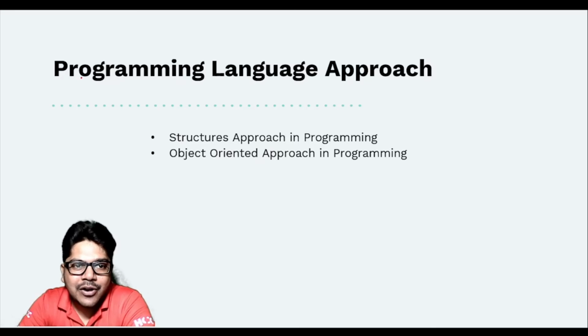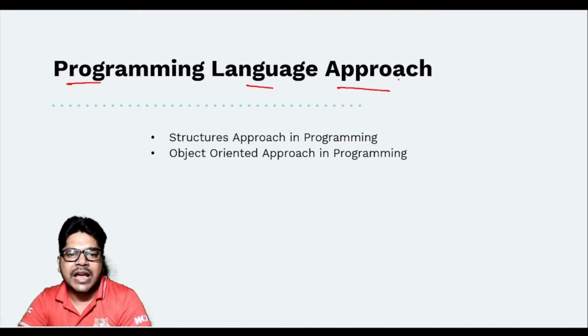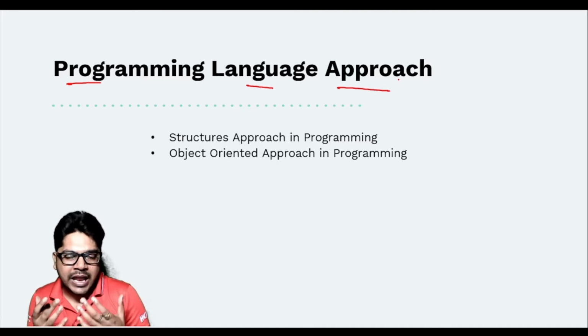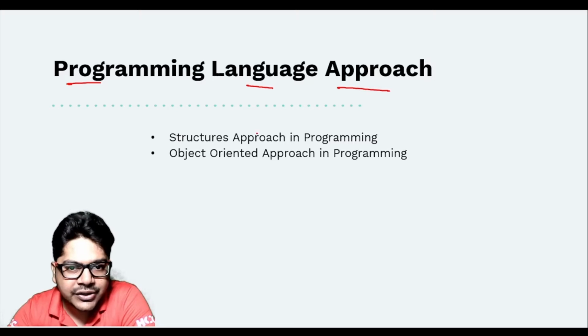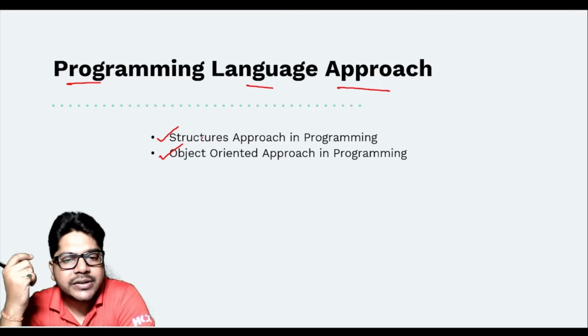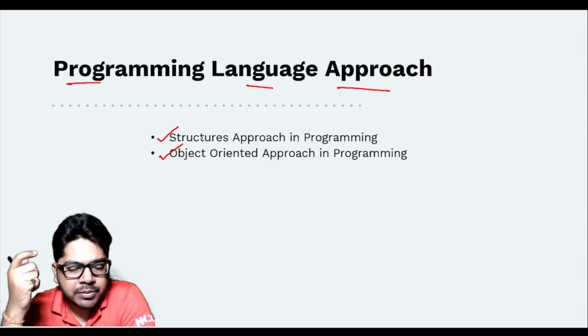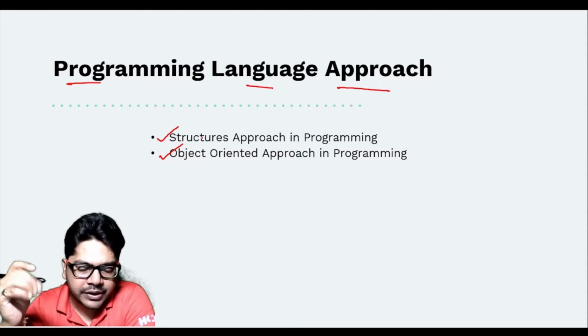Now when we talk about programming languages, each programming language has a different kind of approach, and basically we have two programming approaches. One is called the structured approach, and the other is called the object oriented approach. So let us try to understand what the structured approach is, what the object oriented approach is, and what the difference between them is.